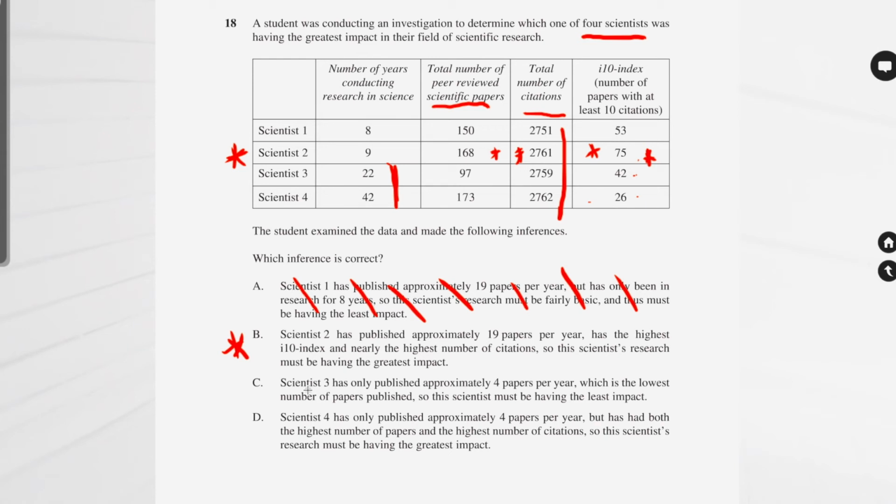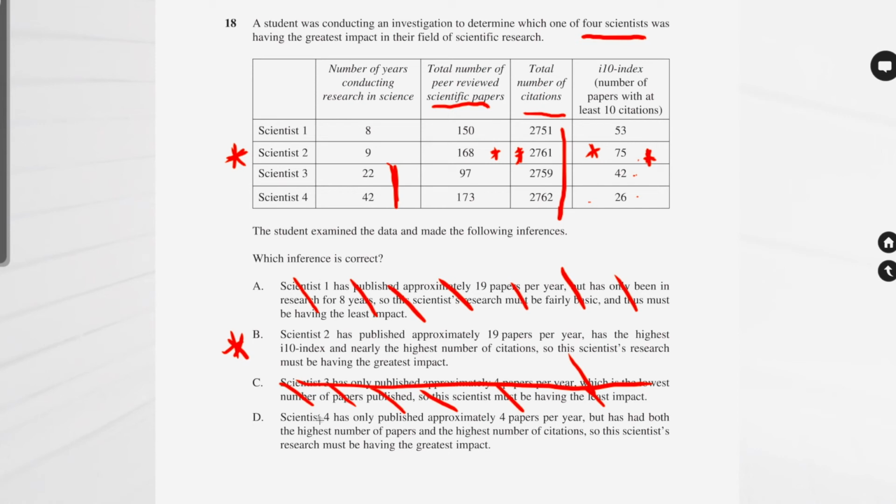That's probably true, but that's not really what we're after here. We are eventually going to ask who has the most impact. So in that case, we're going to cross that one out, because while it may be a fact, it's not relating back to our original idea for the question. Science 4 has only published approximately 4 papers per year, but has had both the highest number of papers and the highest number of citations. So this scientist's research must be having the greatest impact.